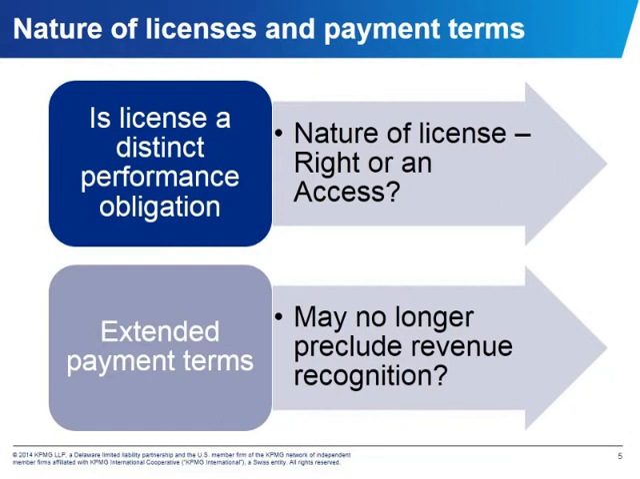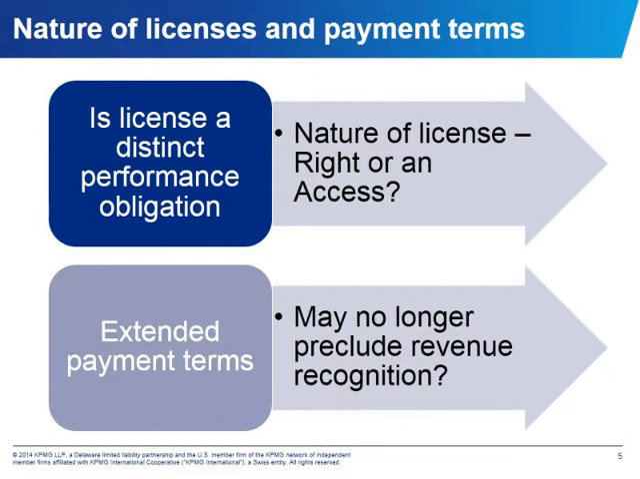The second area is, after being able to conclude that the license is a distinct performance obligation, the next area of focus is to assess the nature of the license. The license could be providing access to the intellectual property, or the license could be conferring a right to use the intellectual property. Where a license provides access, those will be treated as over-time performance obligations. And where those licenses confer a right, those will be accounted for as point-in-time performance obligations under the new standard.